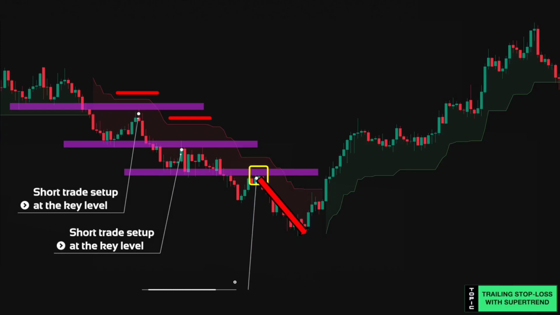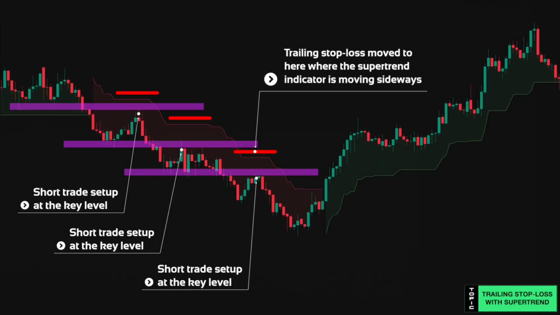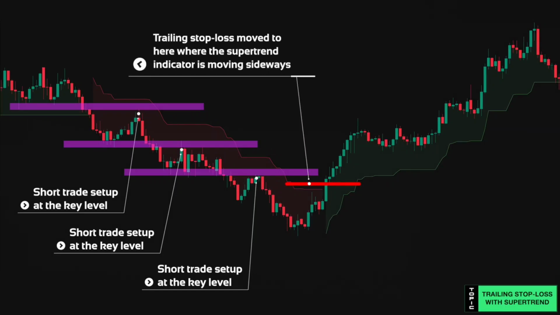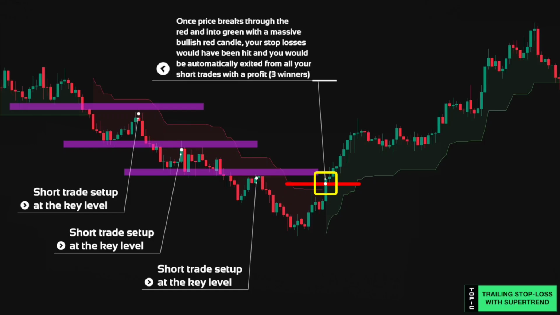Short trade setup here. Trailing stop loss moved to here where the super trend is moving sideways. And again, trailing stop loss moved here where the super trend is moving sideways. Once price breaks from red to green with the massive bullish green candle, your stop losses would have all been hit and you would be automatically exited from your short trades with a profit.